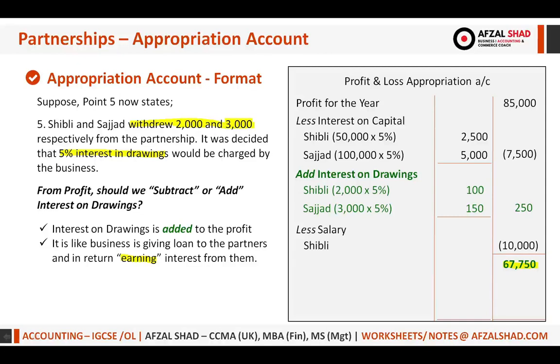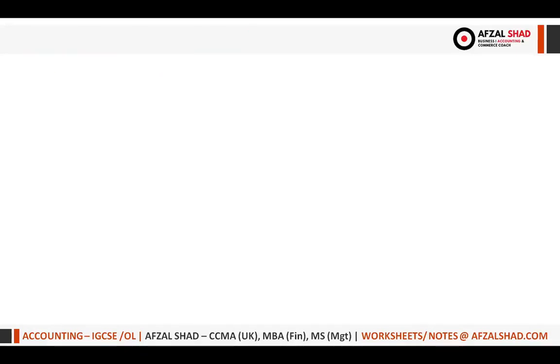Because of the interest on drawings, an additional 250 which we have got in terms of interest on drawings. So now the profit is increased by 250. So now rather than splitting up 67,500, you have to split 67,750 between the two partners. So remember this, 67,750 multiplied by 1/2 and 67,750 multiplied by 1/2. So it's simple. Whatever the calculated amount is, you just split it between the two partners. That's how we deal with the interest on drawings.